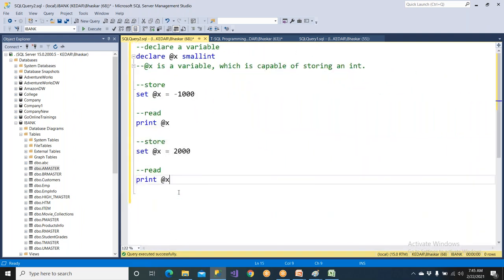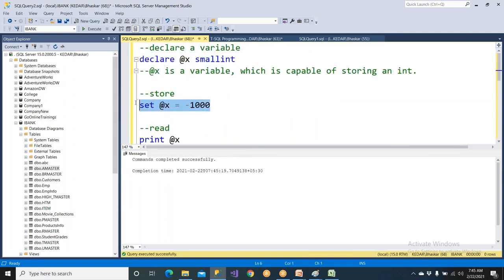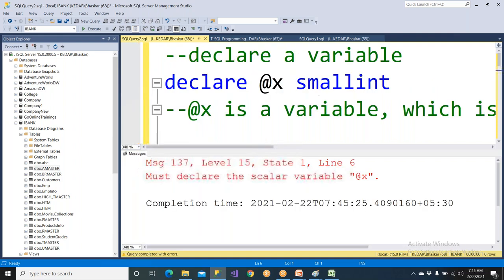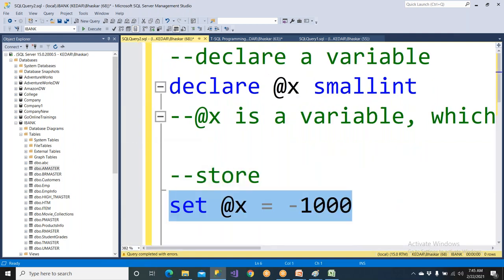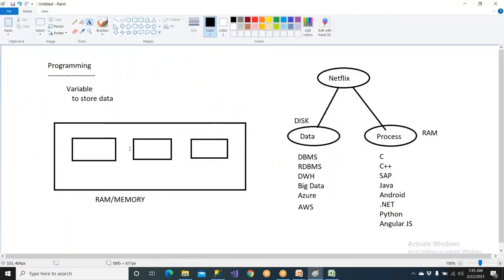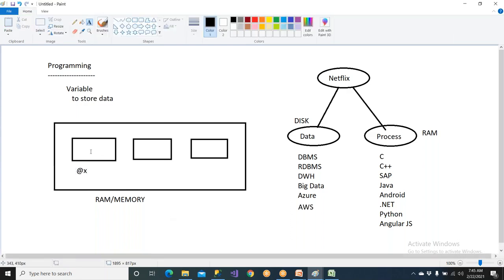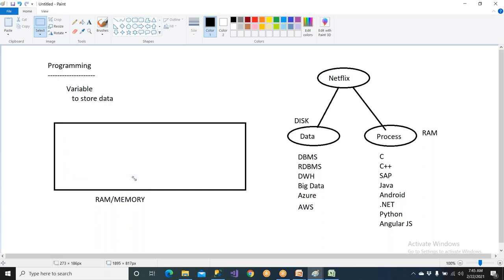Now, one more thing you should know. You cannot execute one by one. For example, I execute this first. It got executed. Now I execute this later. It will not execute. Why? Because RAM is a very, very costly resource, right? So as soon as you create something here, for example, you created a variable called @x, right? @x gets created, and as soon as the execution is over, it will be removed automatically.